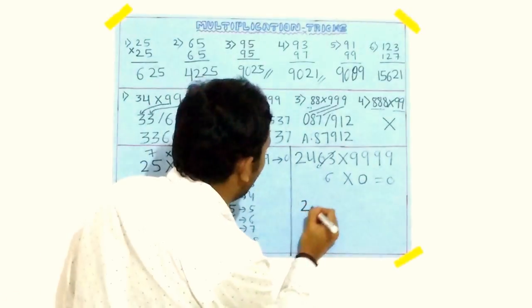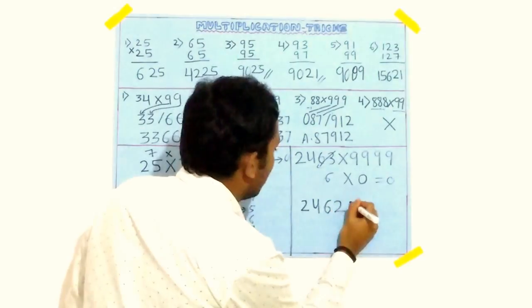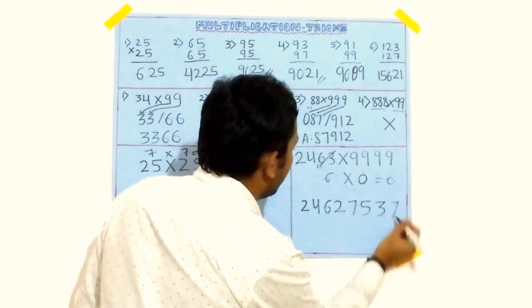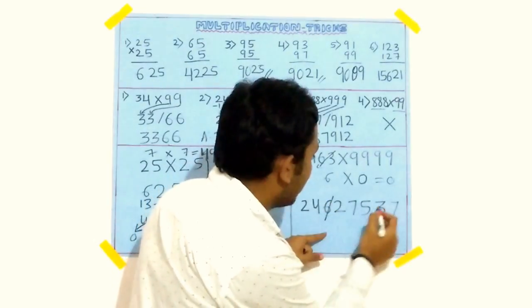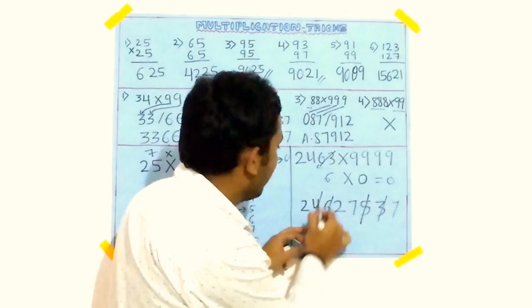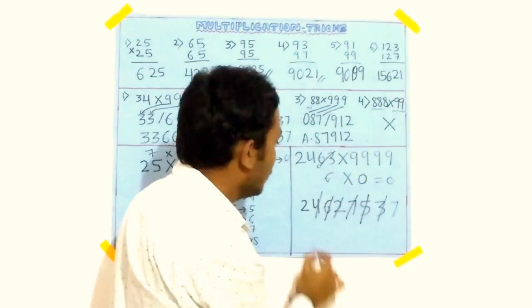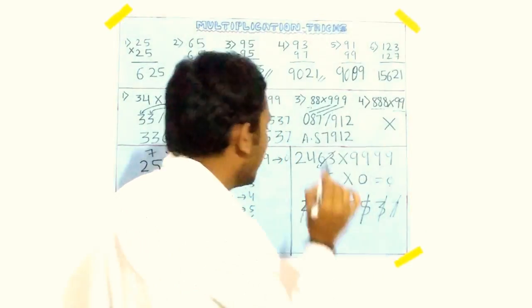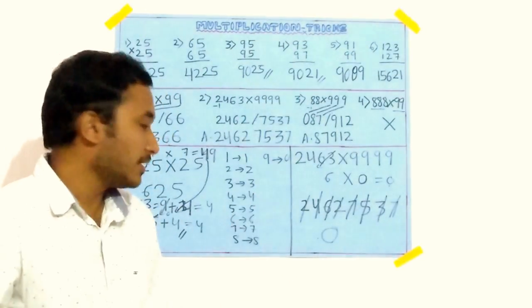I'll write 24627537. Okay, what I will do here, okay, 6 plus 3 is 9, it went to 0. Next 5 plus 4, that is also 0. Next 7 plus 2, this also 0. 7 plus 2, this also 0. So here also 0, here also 0. That time your multiplication is verified. The answer which you are getting is correct.